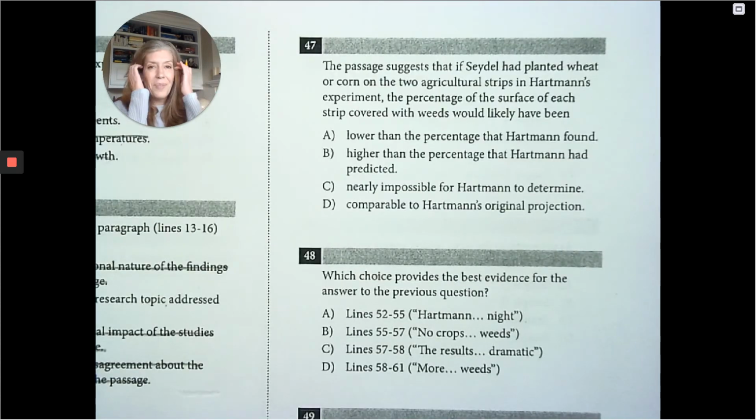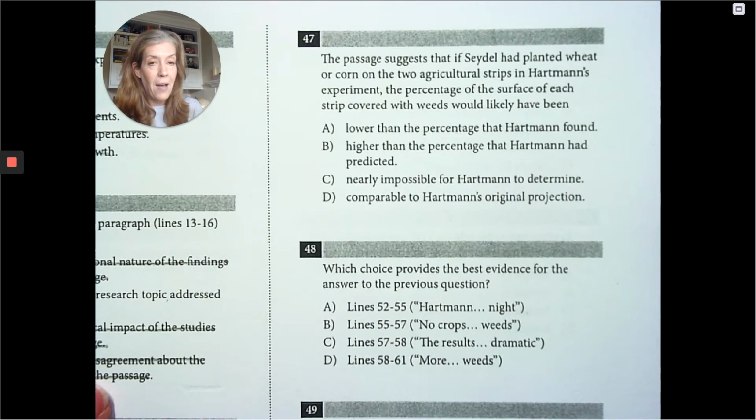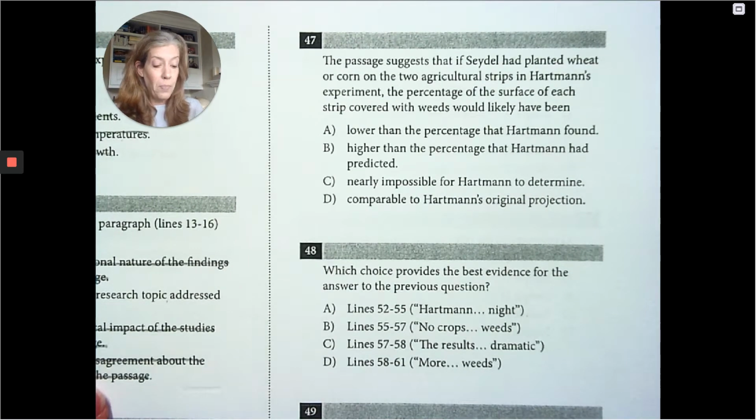Number 47. The passage suggests that if Seidel had planted wheat or corn in the 2 agricultural strips on Hartman's experiment, the percentage of the surface of each strip covered with weeds would likely have been. So I do remember, because I did underline this, no crops were planted in these pilot experiments. So there were no crops there. They were just saying this one is just dirt, and we're going to go through and plow during the day, and this one's just dirt, and we're going to plow at night.